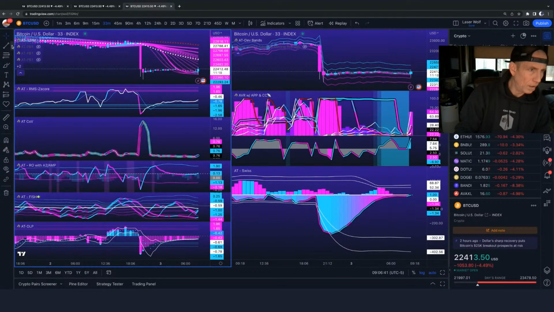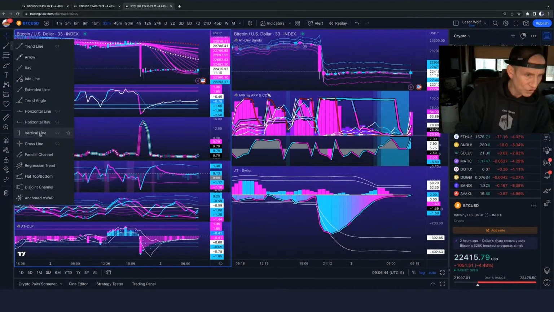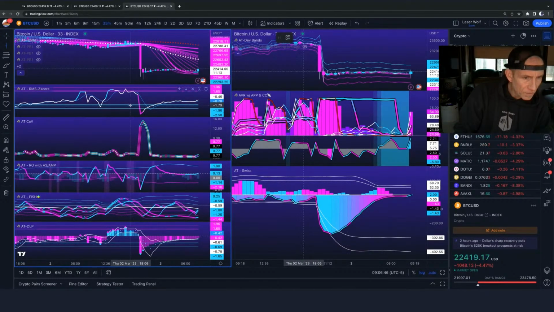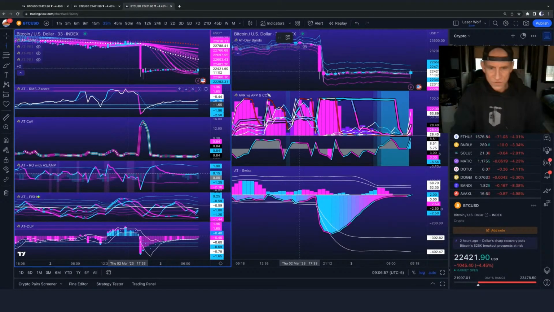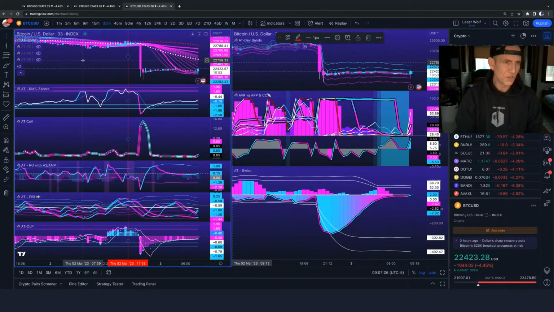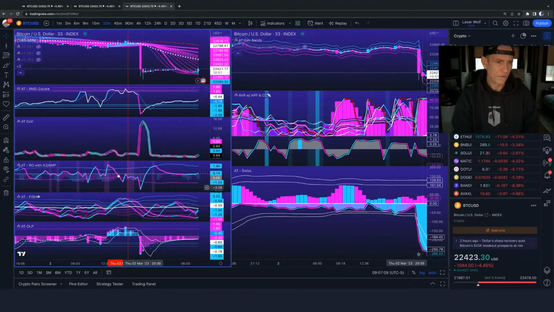So let me put a horizontal on here, or sorry, vertical. Right when that div was setting up, here, right at the top. Let me see a good spot. Just looking at the rest of these indicators, make sure I don't miss anything here. No, okay. So right here, boom. That's where my radar's on, right? I'm like, okay, what's going to happen? Is this bear div going to play out?